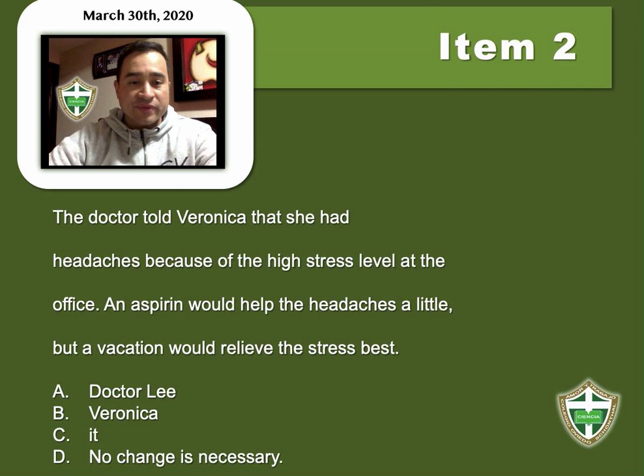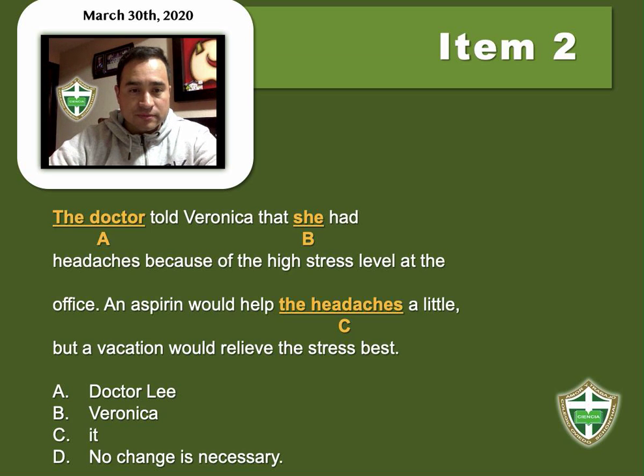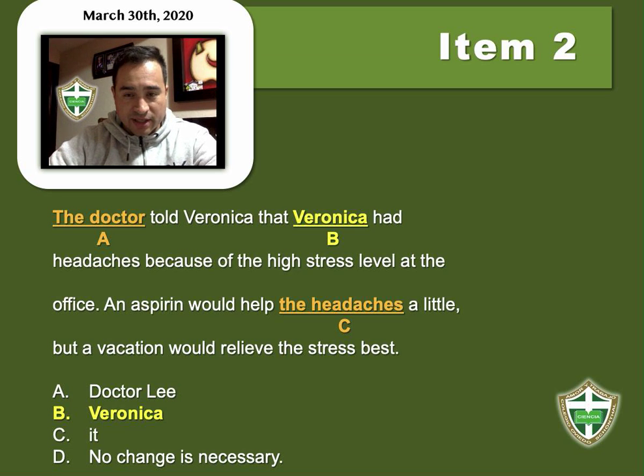And one more. The doctor told Veronica that she had headaches because of the high stress level at the office. An aspirin will help the headaches a little, but a vacation would relieve the stress best. And we have A, Dr. Lee; B, Veronica; C, "it"; or no change is necessary. Where do you see the error? Take a few seconds. Doctor, she, or it? Obviously, it's "she," so the answer is B, Veronica.